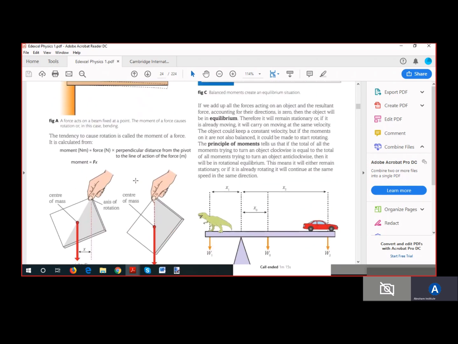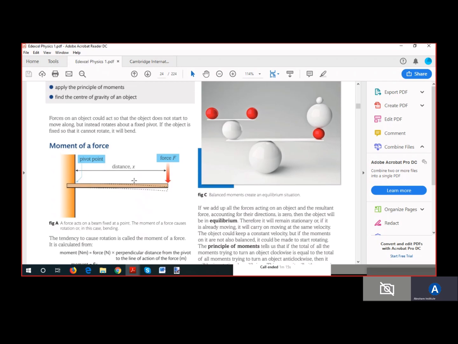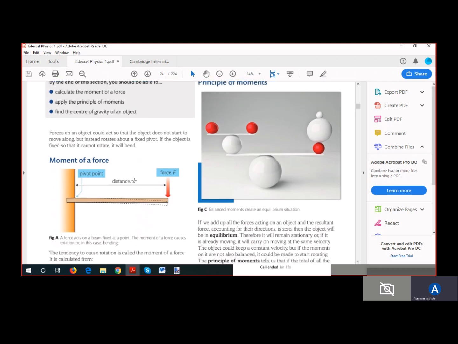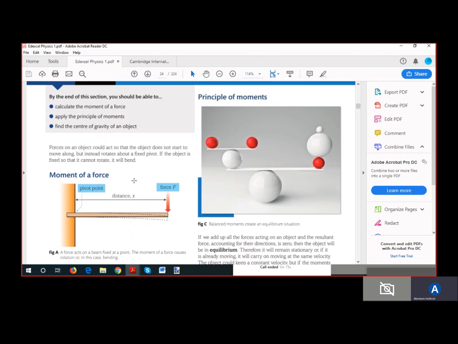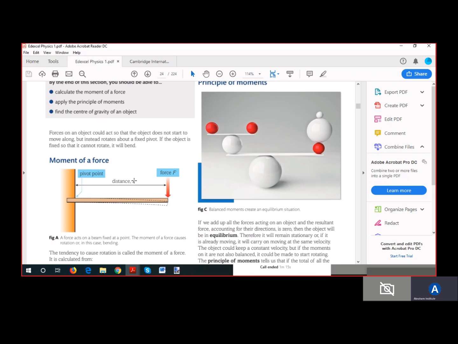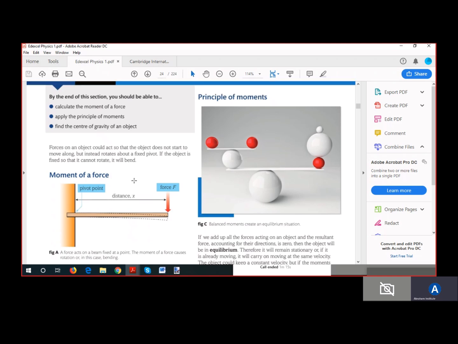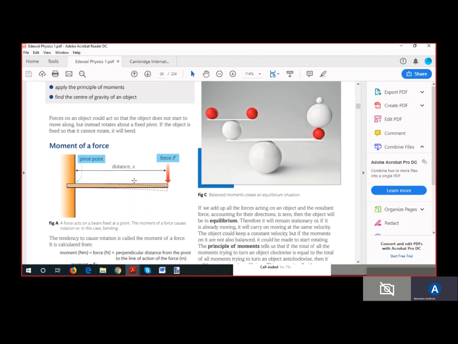Okay, so this is where we learn about the principle of moments. The principle of moments states that if the sum of clockwise moments is equal to the sum of anti-clockwise moments about any point, then the object will be in equilibrium.